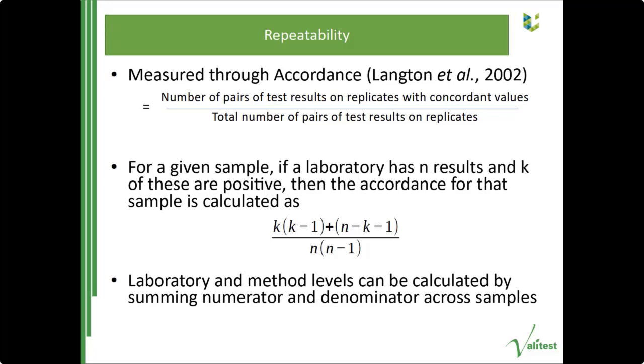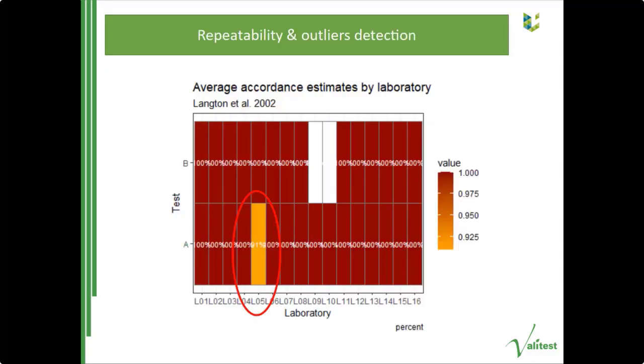Based on this equation, laboratory and method levels can be calculated by summing numerators and denominators and calculating the ratio between those sums. Here we have an example of repeatability accordance calculated for different laboratories and methods. And we see that one laboratory has a repeatability which is lower than all the others, which perform very well with a 100% accordance. So we can go back to that laboratory to see what went wrong with some of their results.